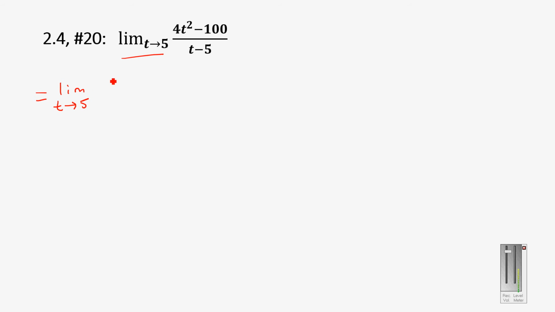Of, and I'm going to factor out that 4. So that 4 is going to come out, and I'm going to get t squared minus 25. So 4 times t squared is 4t squared. 4 times negative 25 is negative 100. And I get that over t minus 5. And now, hopefully, some of you might recognize this at this point.